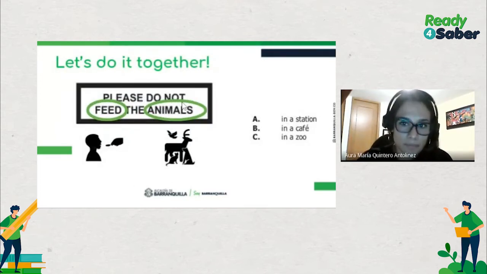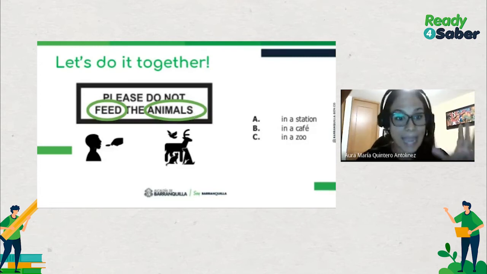Look, this is one of the examples. Please do not feed the animals. And we have the 3 options. In a station, B, in a cafe, or C, in a zoo. What are the keywords here? ¿Cuáles son las palabras claves acá? Animals, inmediatamente reconocen animals. And feed, feed es el verbo alimentar. Sin embargo, si no sabes qué significa feed, tienes la referencia de animals.